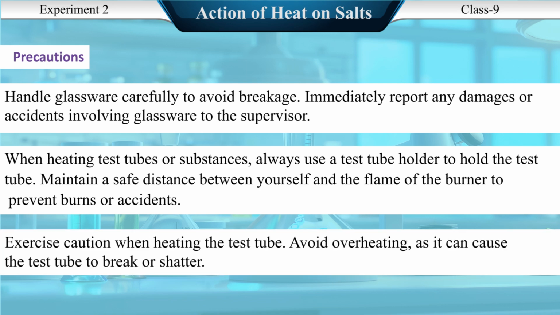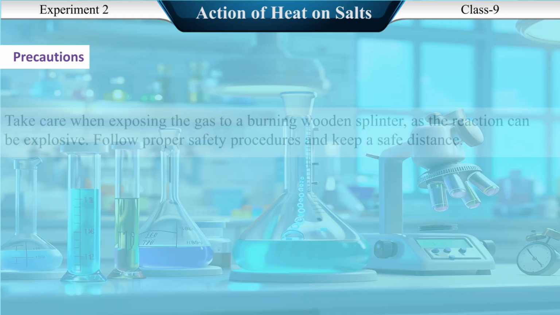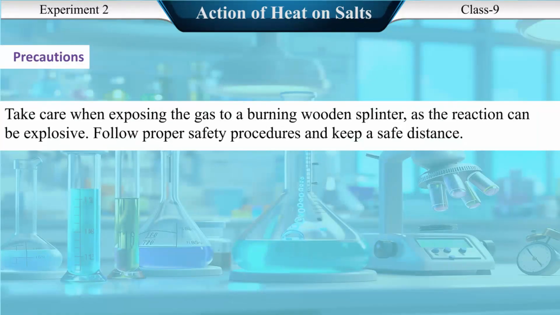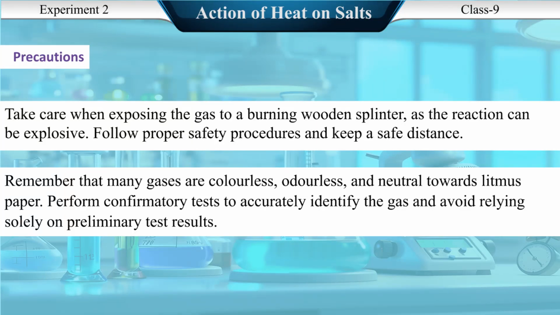Exercise caution when heating the test tube. Avoid overheating, as it can cause the test tube to break or shatter. Take care when exposing the gas to a burning wooden splinter, as the reaction can be explosive. Follow proper safety procedures and keep a safe distance. Remember that many gases are colorless, odorless, and neutral towards litmus paper. Perform confirmatory tests to accurately identify the gas and avoid relying solely on preliminary test results.